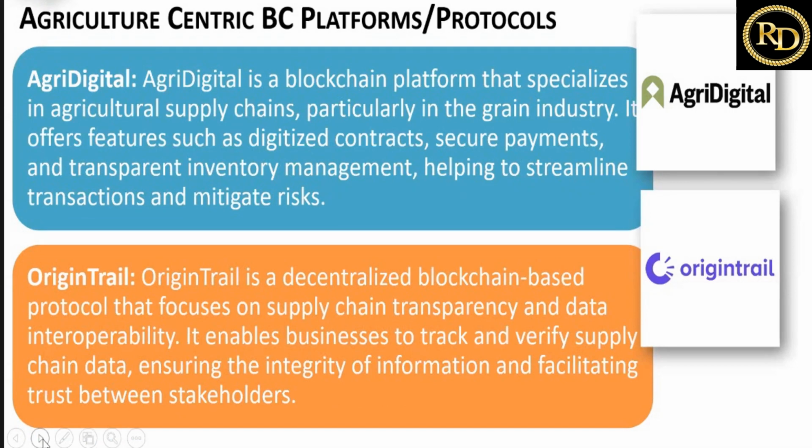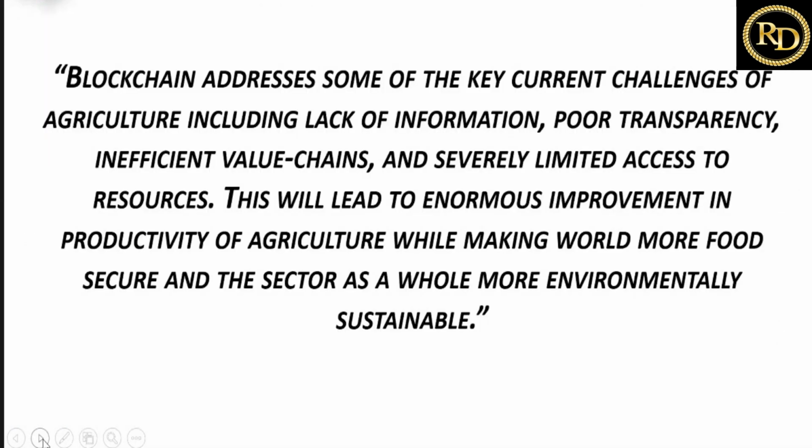Next is AgriDigital. AgriDigital is a blockchain platform that specializes in agriculture supply chain, particularly in the grain industry. It offers features such as digitized contracts, secure payment, transparent inventory management to streamline transactions and mitigate risk. OriginTrail is another, which is focused more on ensuring the integrity of information and facilitating trust between different types of stakeholders involved in the agriculture value chain. So in my view, blockchain addresses some of the key current challenges of agriculture, including lack of information, poor transparency, inefficient value chains, and severely limited access to resources. This will lead to enormous improvement in productivity of agriculture while making the world more food secure and the sector as a whole more environmentally sustainable.